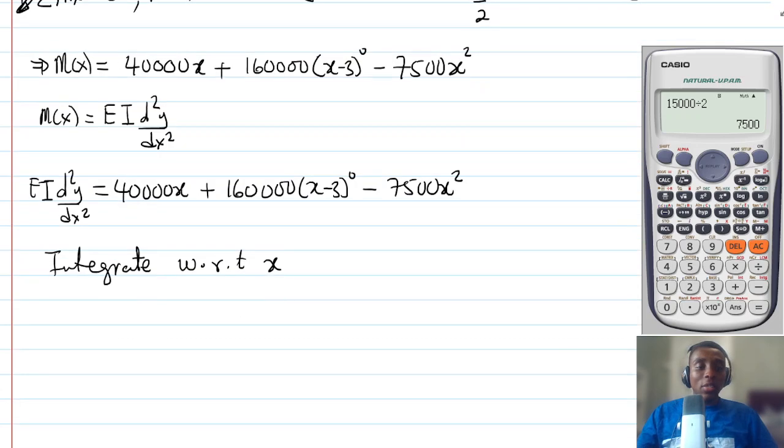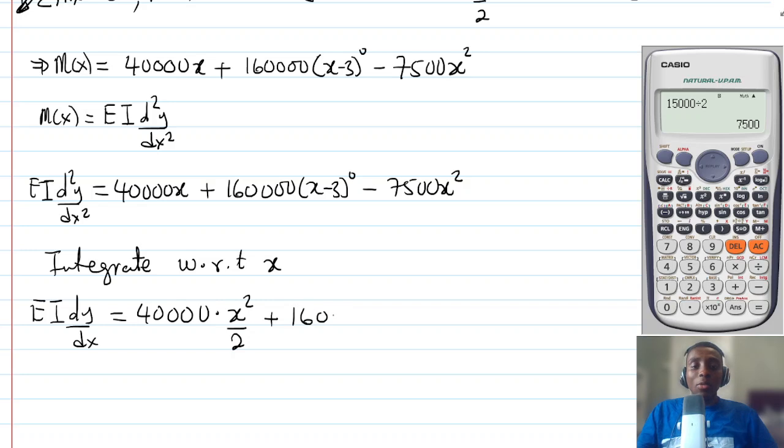So if I integrate, I will get EI dy dx, right? But please, when you get to the integration, deal with the variables and leave the constants. So for instance, 40,000 will stay here. If you integrate x, you get x squared over 2, and then plus 160,000. But you see that this one is x to the power 0, so you add 1, which is the same as just making it 1. Dividing by 1 gives the same thing. Then minus 7,500, and integrating x squared, you get x cubed over 3. Whenever you do integration, you need to bring a constant, so plus c1.